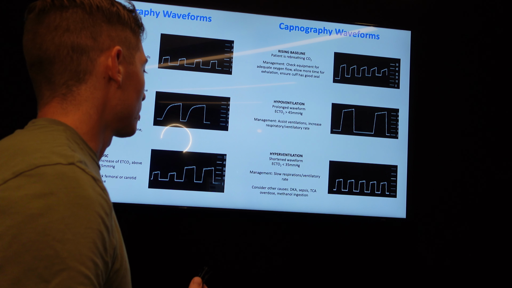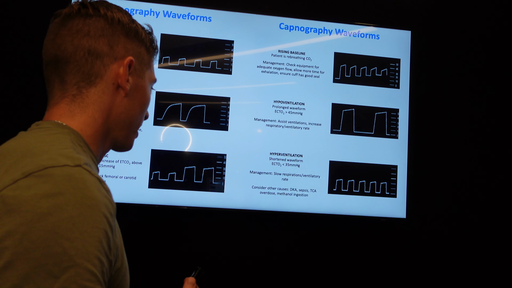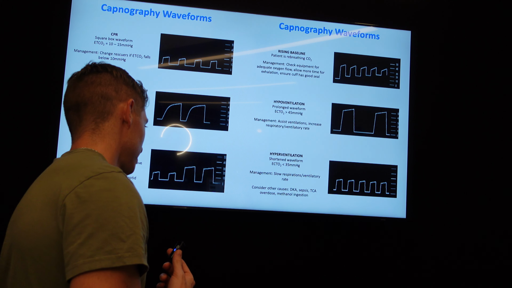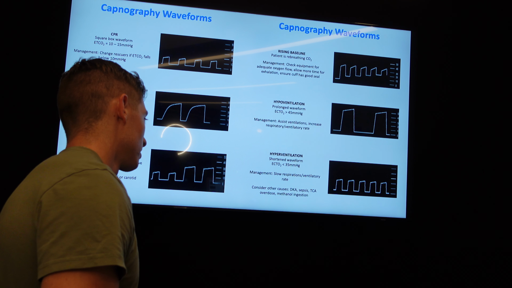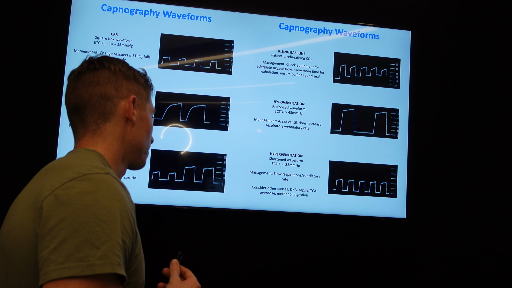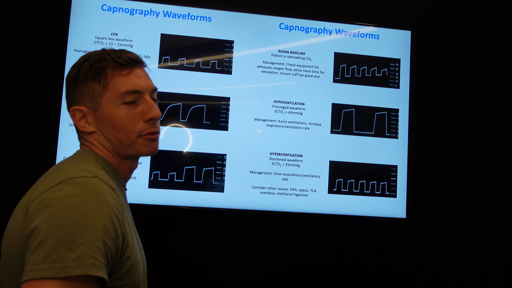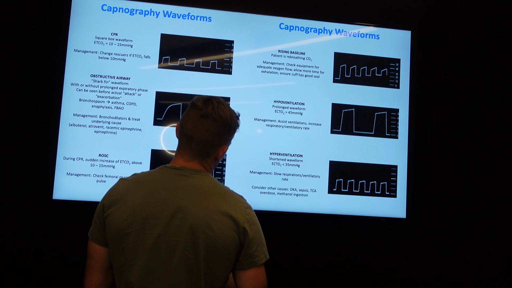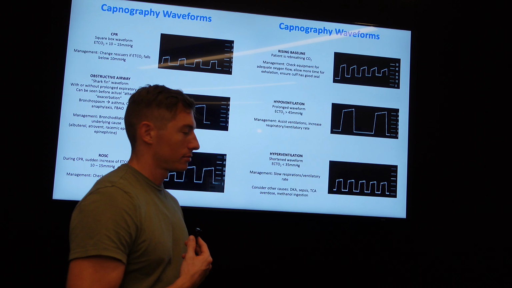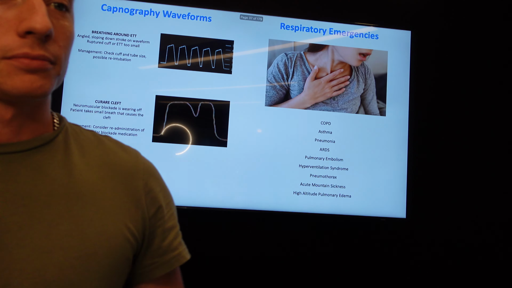TCA, I forgot what that is. The cranial aneurysm, transient ischemic attack. Tension pneumothorax. I can't remember what TCA is. Overdose, methanol ingestion. Yeah, all these can happen.